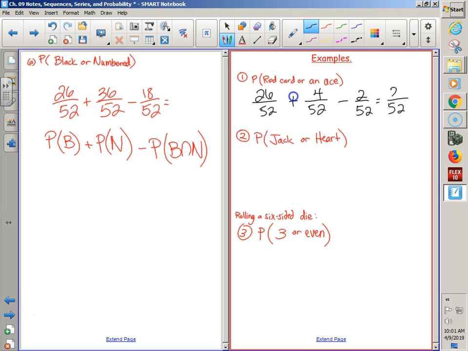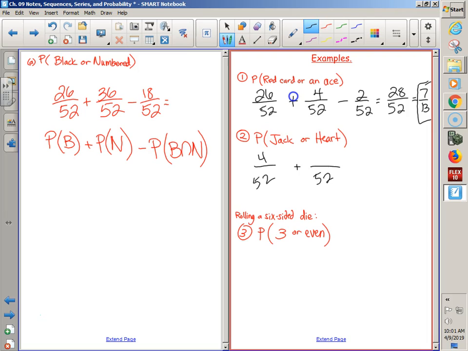is 30 minus 2 is 28. Or you could have just in your head added the 2 extra black aces. Does that make sense? Either way, you end up with, oh, that reduces, yeah? Good. Okay, so what do you guys think about jacks or hearts?